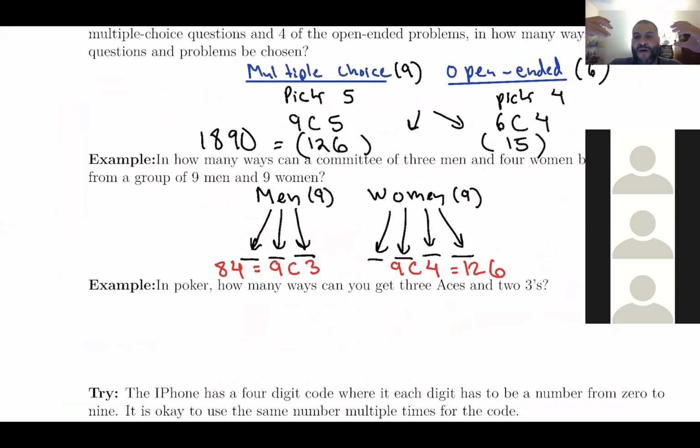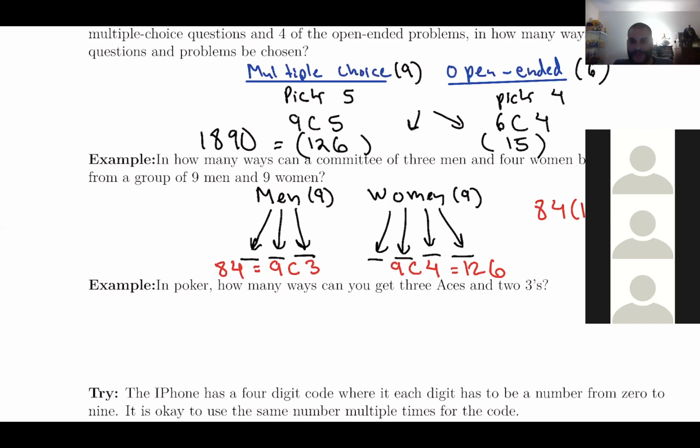But the thing is, I want to find out how many different combinations I can have for this committee group. So what we have to do is get the 84 and the 126 and multiply them times each other, because this is going to tell me the different ways that we can have it. So depending on the 9 distinct men, it's going to tell me the different ways we could arrange them, or the 9 distinct women.